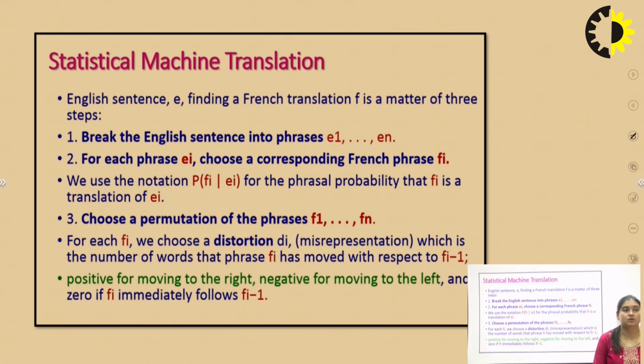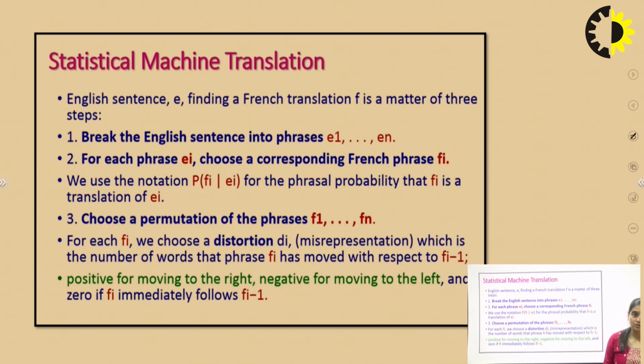So these are the 3 steps which you need to follow in order to translate from the English sentence to the French. For each Fi, we choose a distortion, Di. We are using the symbol Di for distortion. And what is distortion? Distortion is the misrepresentation, which is the number of words that phrase Fi has moved with respect to Fi minus 1. We're going to see an example here, and by that example you will be clearer about what distortion is, what minus 1 is, what plus 1 is, and what we are actually doing.